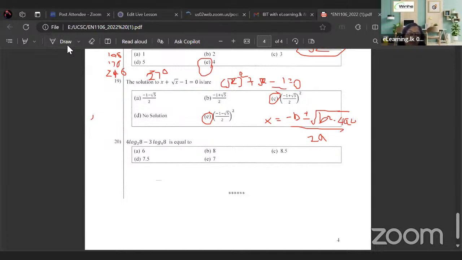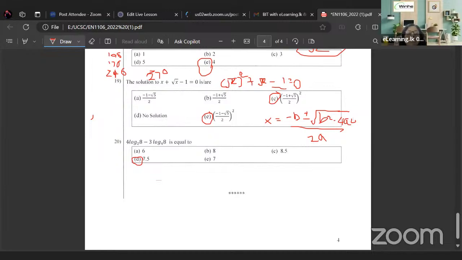Yes, Nipun, you are correct. Question number 20, the answer is 7.5. You can find it: log 2 of 8. Instead of 8, you can write 2 to the power 3. Then log 2 base 2 is equal to 1, and then you can multiply 2 and 3. Then find the remaining part of this and subtract it. Right. The answer for this one is D. Right. Now we will move on to the next paper.